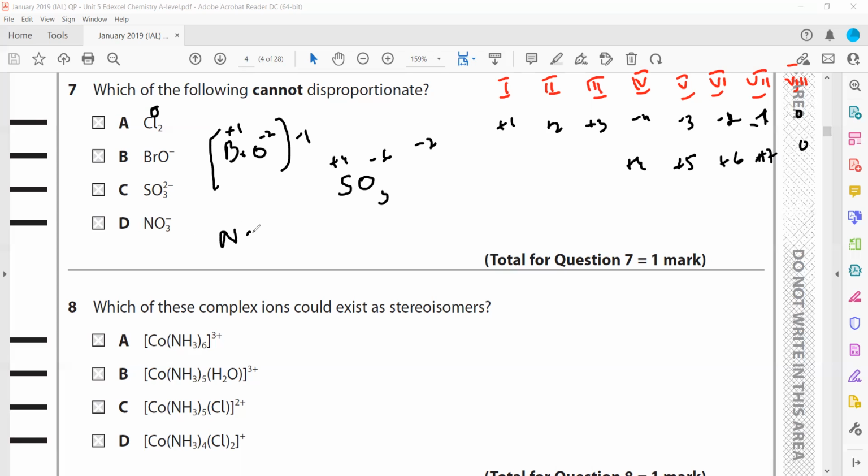But in a nitrate ion, each oxygen is -2, 3 oxygen will be -6. Overall charge is -1. So nitrogen should be +5. Nitrogen belongs to group 5. One extreme it is occupying. So it cannot further increase more than 5. It can only be reduced. So D is the right answer for this.